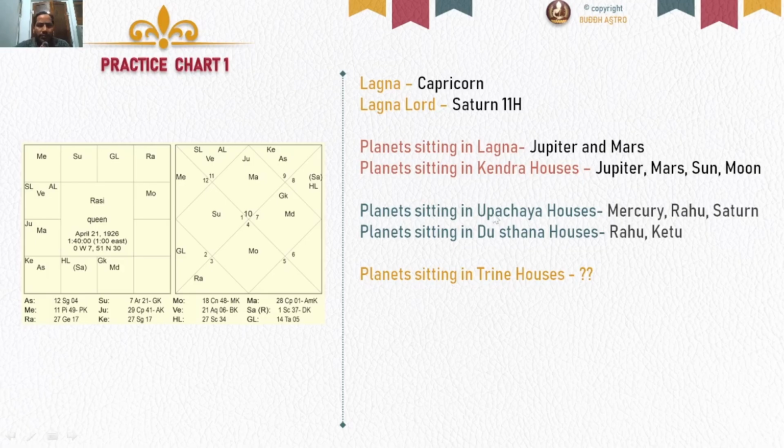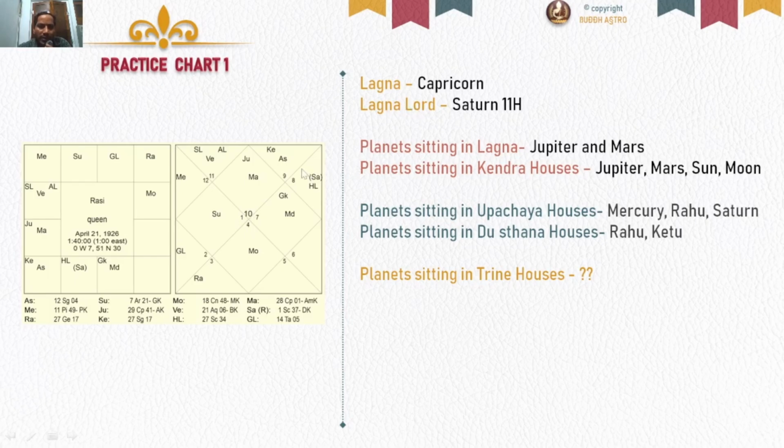Let's practice this. This is the chart of the Queen of England. See, this is the first box. You can see where the number 10 is written. What is 10? 10 is the Capricorn sign. So we can say the Lagna is Capricorn. Now, this number 10, Capricorn sign, is ruled by Saturn, as I have already told you in the first class video. So we will say that the Lagna Lord is Saturn.